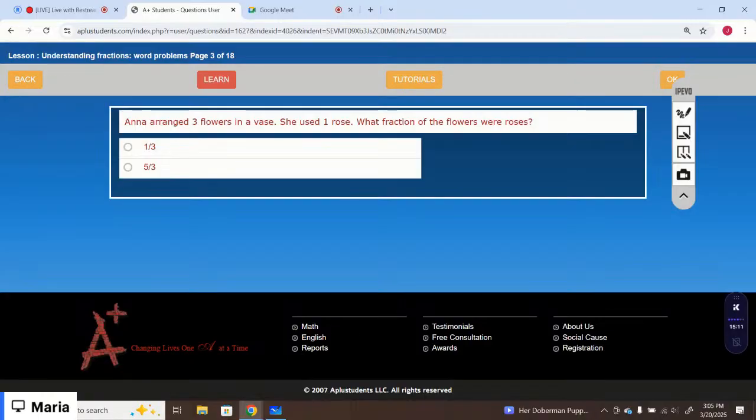Anna arranged three flowers in a vase. She used one rose. What fraction of the flowers were rose? Which is the correct option? That is 1 out of 3. Option number 1 is the correct option. That is 1 out of 3.